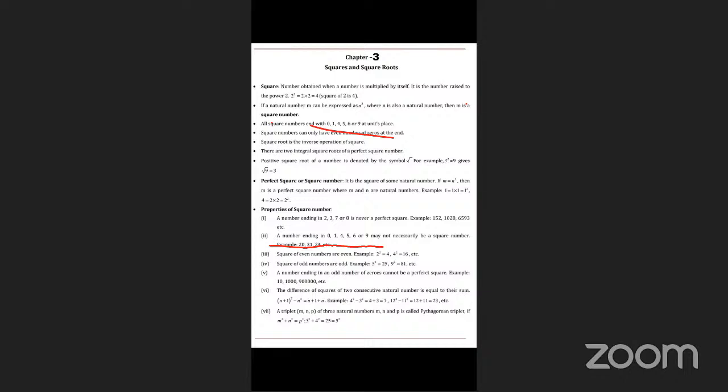Suppose we are having the number 36. This number is ending with 6, and it is a perfect square number. Now suppose you are having the number 26, it is also ending with 6, but it is not mandatory that if it is ending with 6, it should be a perfect square number. It may be. That's why the second rule is saying a number ending in 0, 1, 4, 5, 6 or 9 may not necessarily be a square number. Means if the last digit is either 0, 1, 4, 5, 6 or 9, at that time it can be a perfect square number or it cannot be also.